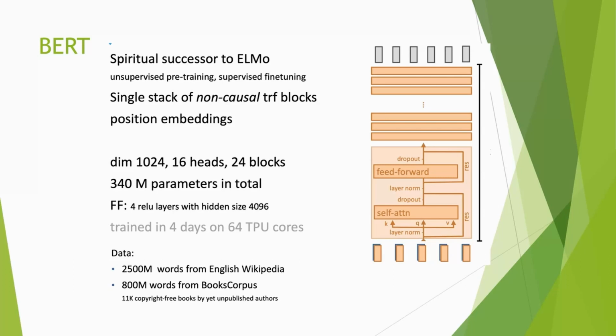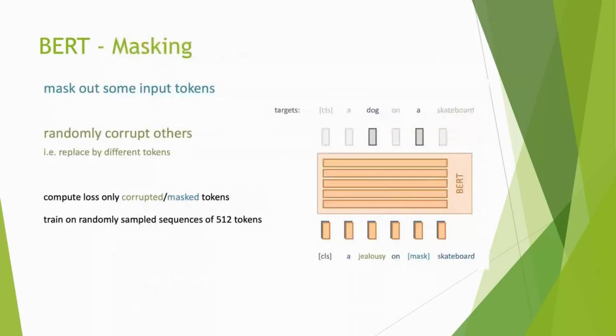We have more or less done it today in our lab. It was trained on 2,500 million words from English Wikipedia and more than 800 million words from BookCorpus.